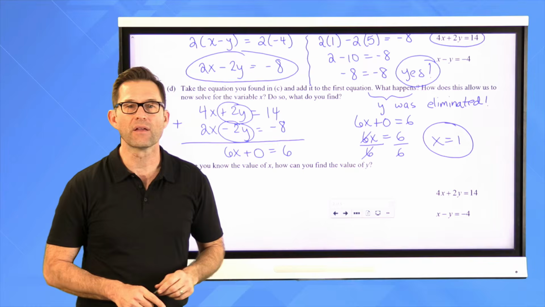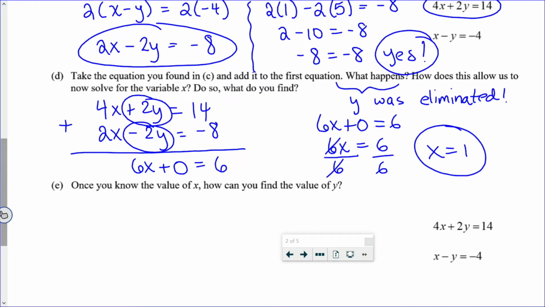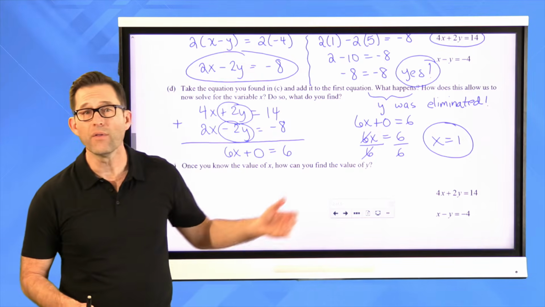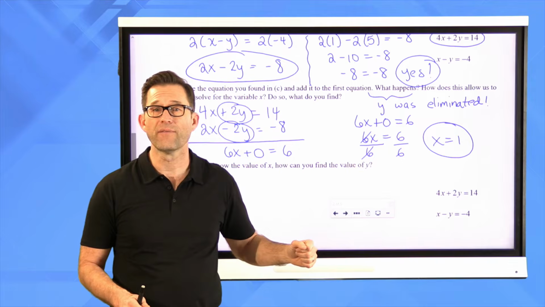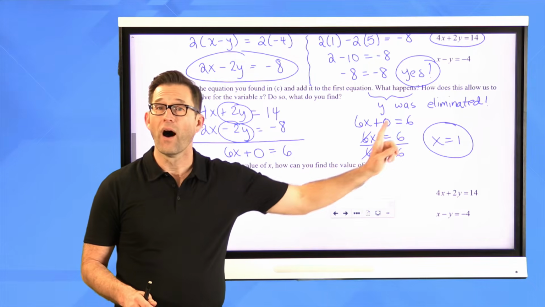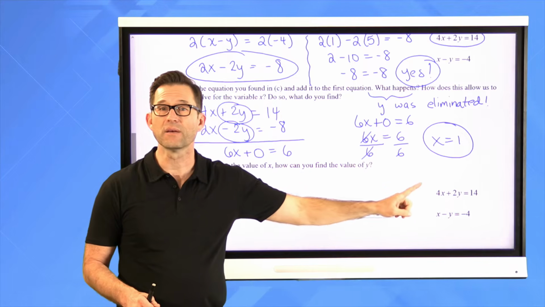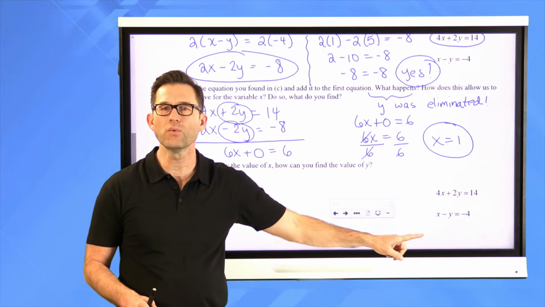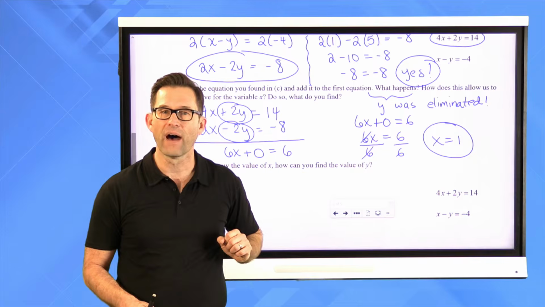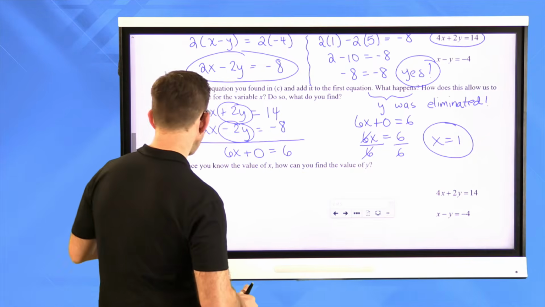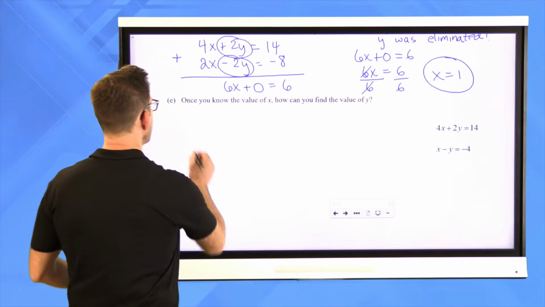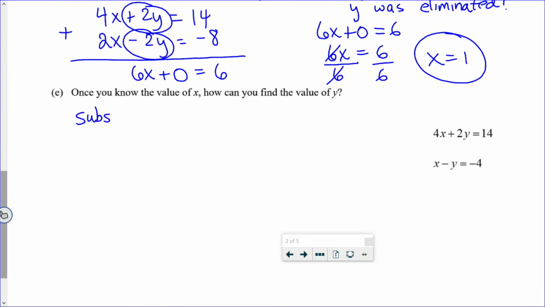Now let's take a look at letter E. Once you know the value of x, how can you find the value of y? Well, right, so now I know the value of x is 1. How can I find the value of y? Well, I can use the principle of substitution, take x equals 1 and substitute it into either one of these two equations to figure out the value of y. So how can I find the value of y?